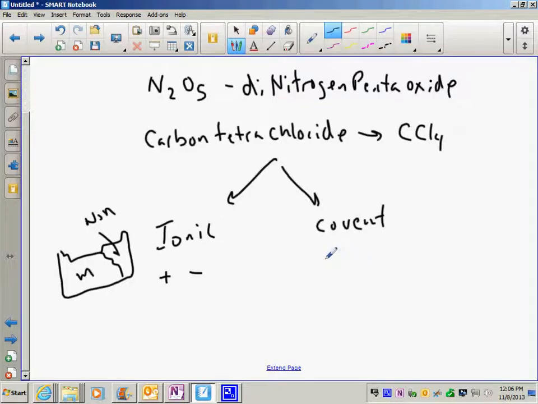So a covalent compound is usually a non-metal bound to another non-metal. So they're all from this little section here. As opposed to here, we have a cation and anion, which is going to be, lots of times, a metal. Grab a metal, grab a non-metal, and you have yourself an ionic compound.